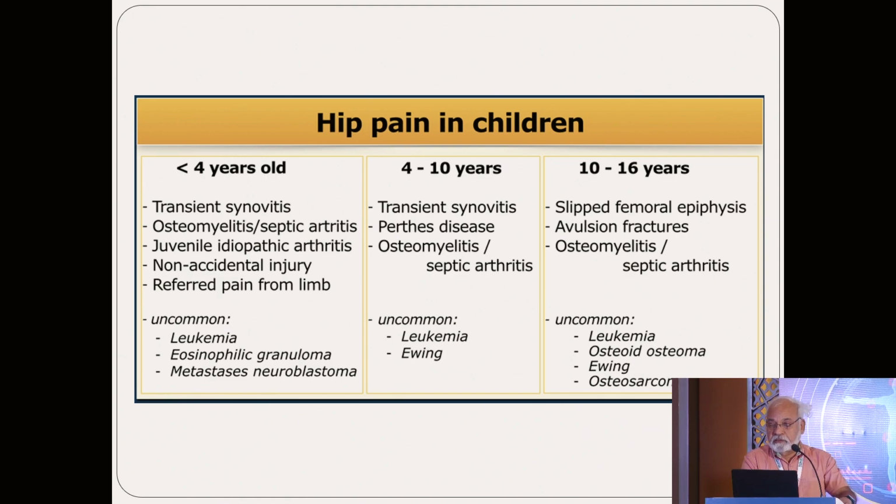Here I have shown a slide of the clinical conditions which could lead to hip pain in children. Conditions like transient synovitis and osteomyelitis occur in children less than 4 years of age. Between 4 and 10 years, transient synovitis and Perthes disease are commonly seen. Between 10 and 16 years, slipped femoral epiphysis and avulsion fractures are very common because they become more active and start participating in sports activity.